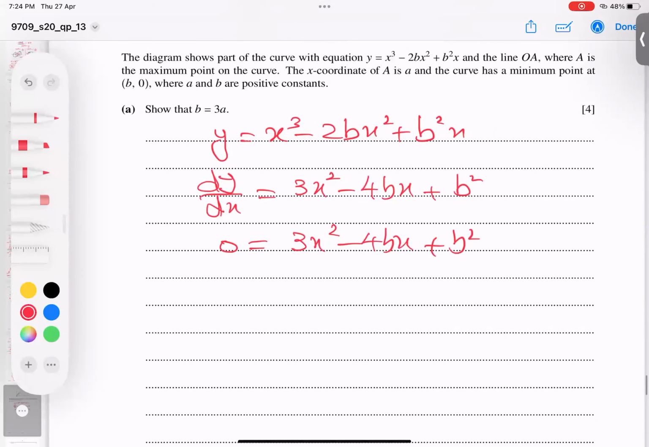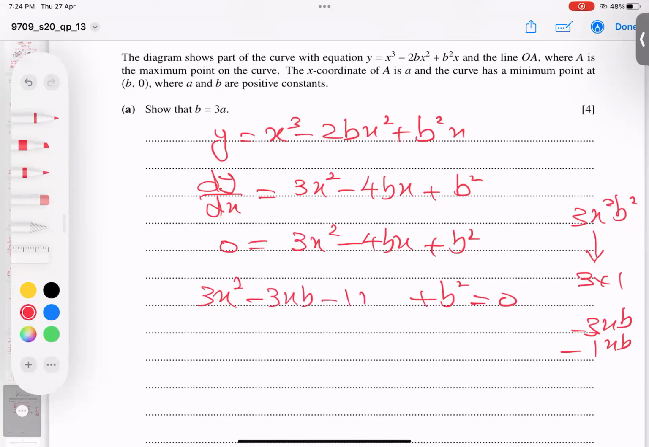Now I will apply the quadratic formula and solve for x, or apply factorization. 3 ones are 3. I think factorization is possible. Multiplying them, I got 3x square b square. And what is possible? 3 ones are 3. So 3xb and 1xb, both minus. So minus 3xb minus 1xb.